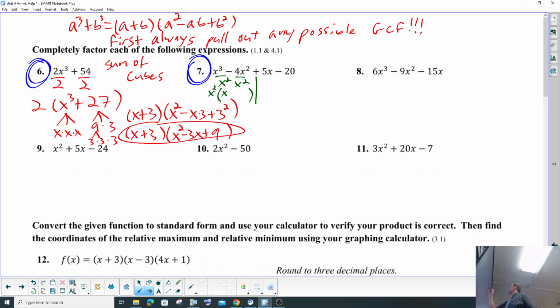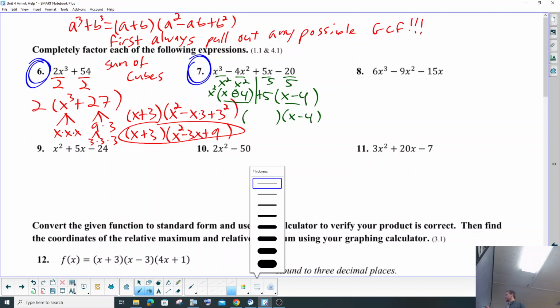So we're left with x minus 4. This also has a minus, so I think we're set up there. Now if we pull out a GCF of 5, 5 divided by 5, we get x minus 4 again. So x minus 4 is our factor, because there are 2 of them, and whatever's left is your other factor. So that's x squared plus 5 as your other factor.